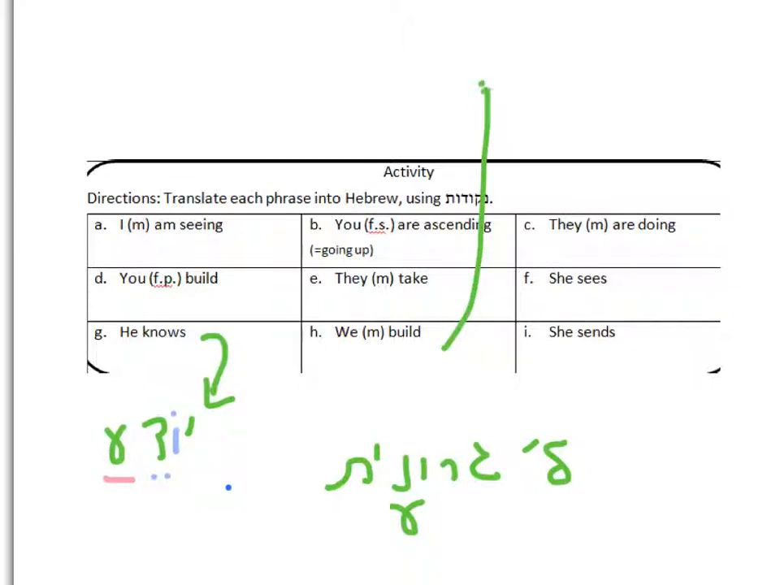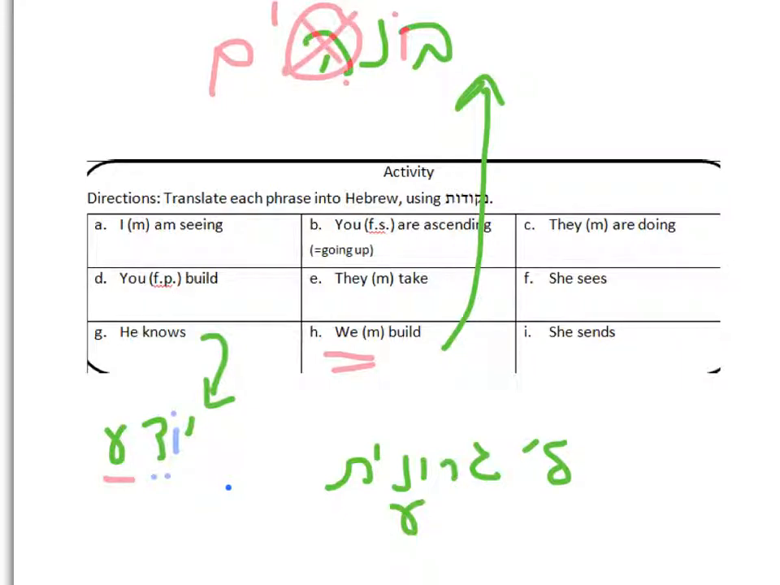Now let's do H. We build. My shoresh for build is bet, nun, hey, right? It's a lamed hey shoresh. Okay, I have my O sound in the middle because I'm dealing with a participle. We masculine gets the im suffix, and we mentioned a lot of times its hey cannot be sounded. So it becomes bo nim, beged kefet at the beginning of a word, right? It becomes bonim. That's the answer for H.